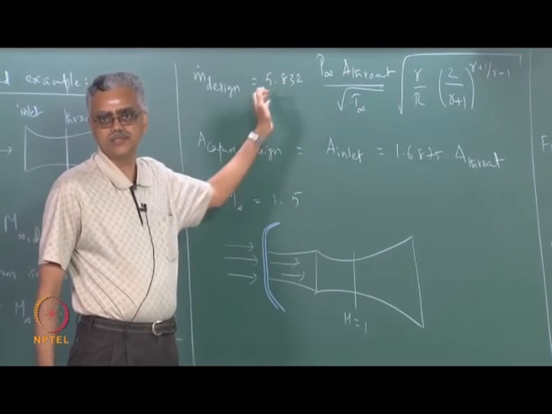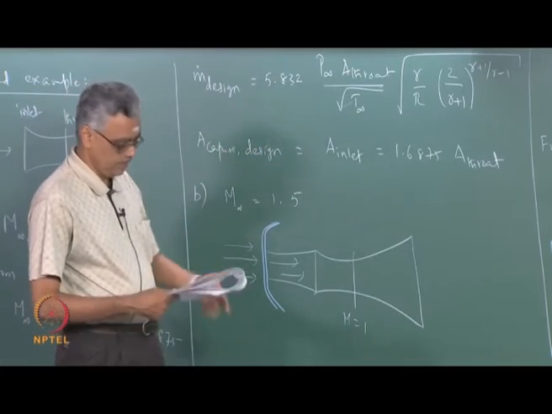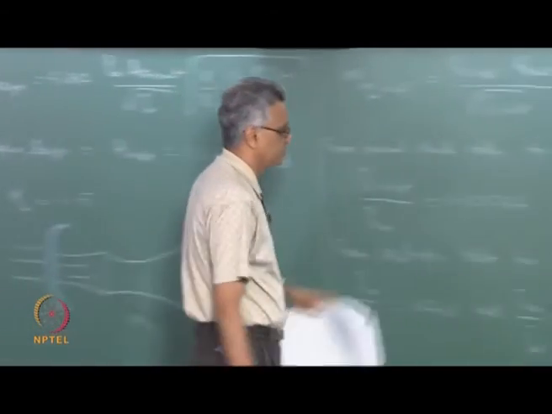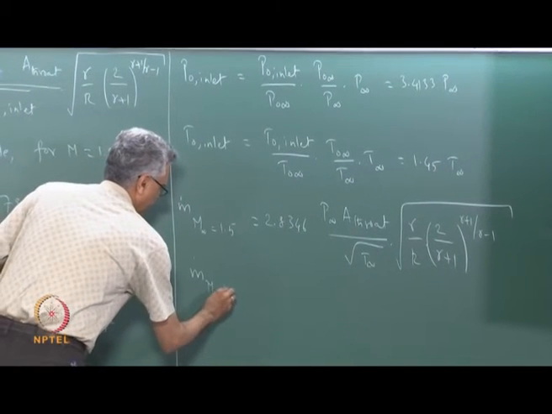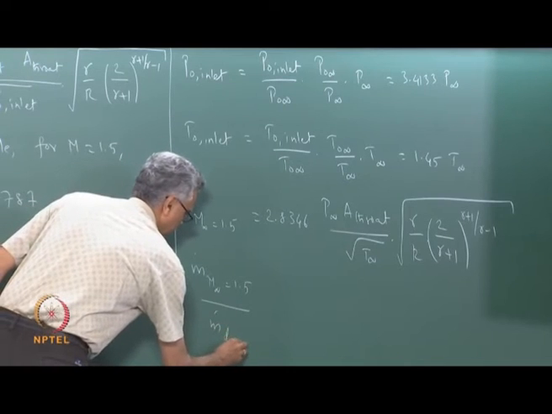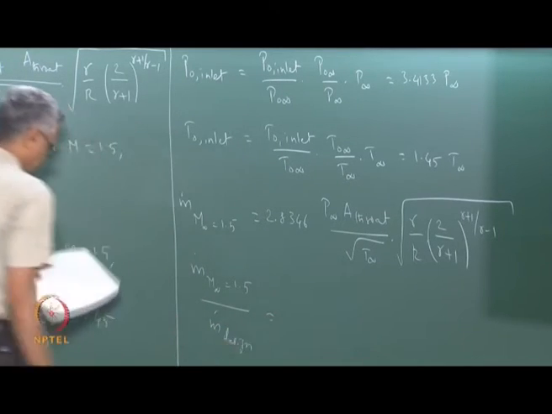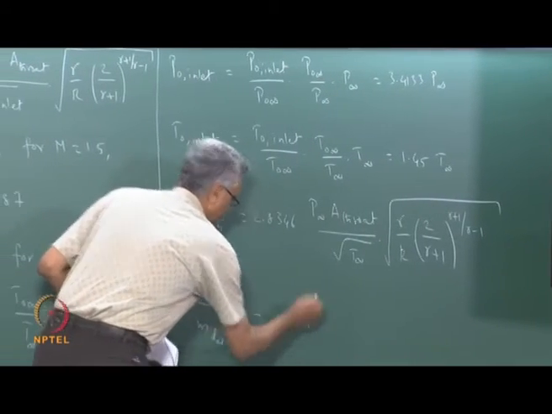So, I can make a comparison between the two and I can see that there is a reduction in the mass flow rate between these two cases. If I see now m dot at M infinity 1.5 divided by m dot design, I can see that this is 0.486.